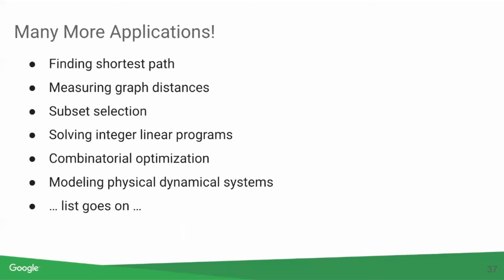And of course, there are many, many more applications that we can enumerate in such a short presentation. Graph neural networks can find shortest paths. They can measure graph distances. They can do subset selection. They can also solve integer linear programs. They can solve combinatorial problems, model physical dynamical systems, and there are many, many more things you could do with graph neural networks.